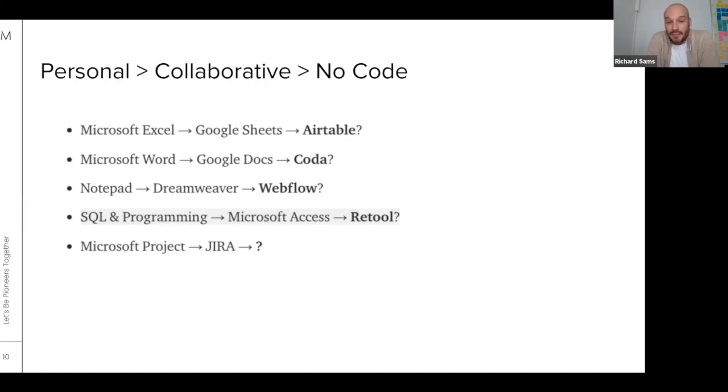SQL programming, so back-end work, into Microsoft Access database, into Retool. And then Microsoft Project is into Jira. Jira is a collaborative tool. Is there a no-code solution? I think what's interesting, and I put this in my notes about this slide, is that you can almost predict where the next no-code piece of software could come from. You want to look for a personal piece of software, to a collaborative piece of software, to, are there enough people using it that they want to build applications with it, with no code. It's a great way to show that transition and path that we go from personal to collaborative to no code.